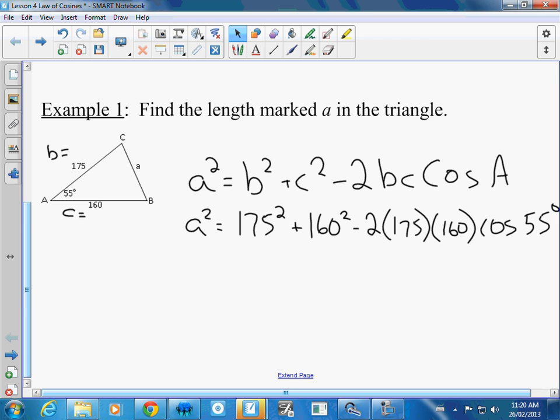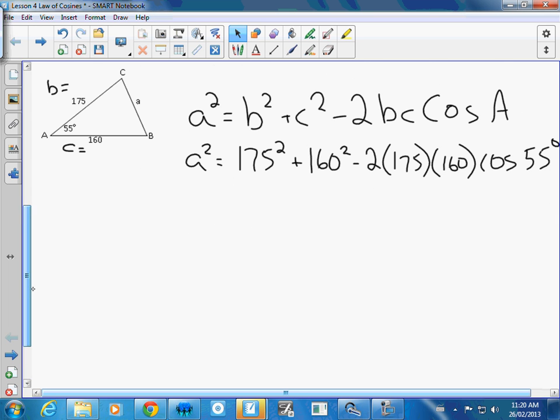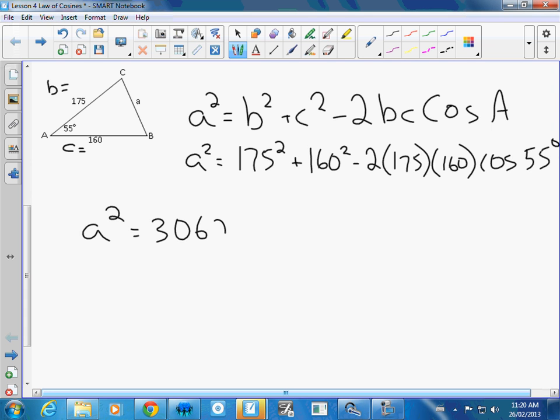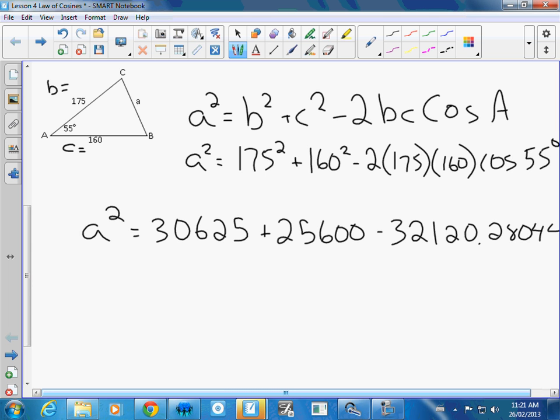Okay, so let's do some math here now. So a squared, I need some room here. What's 175 squared? 30625. 160 squared is 25600, minus 32120.2804. Guys, don't round until the last part. Keep that number in your calculator if you want. Don't do any rounding until you're actually at your last final answer.